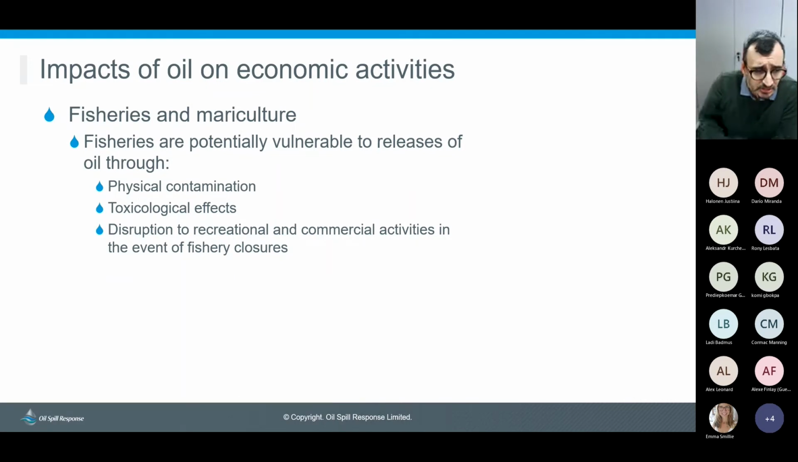Just looking through the comments as well, very briefly there. Yeah, correct pick up there as well with impact on turtle population and hatching places. Definitely something we'd want to consider in terms of the broader environmental impacts beyond fishing and mariculture.